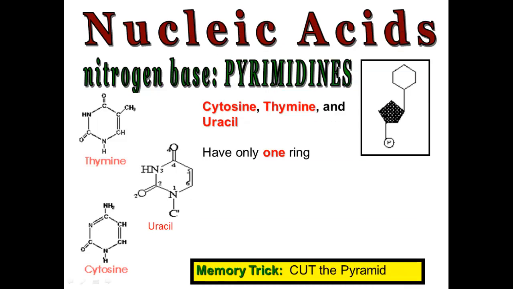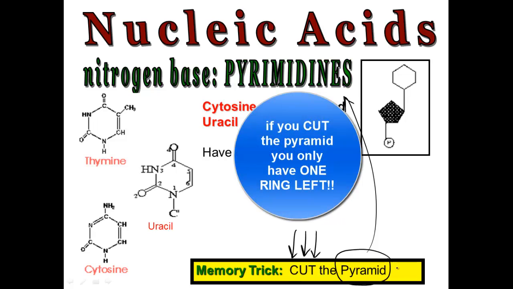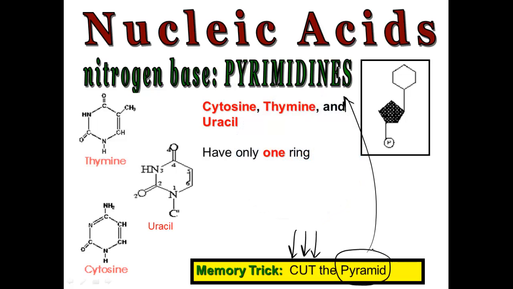They have one ring, and the memory trick I use to remember that these are all pyrimidines is CUT: C-U-T, cytosine, uracil, and thymine, cut the pyramid. Pyrimidines. If you cut the pyramid, you'll only be left with one ring because you cut. So there's only one ring in cytosine, uracil, and thymine. Cut the pyramid. That's my memory trick.